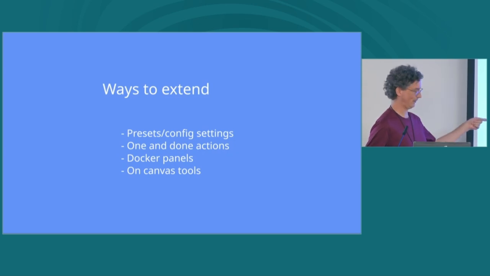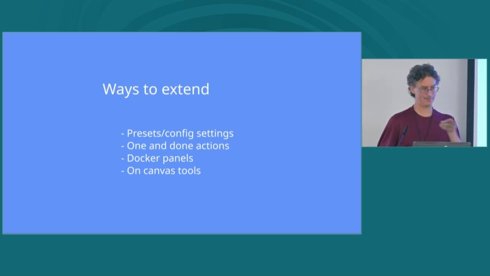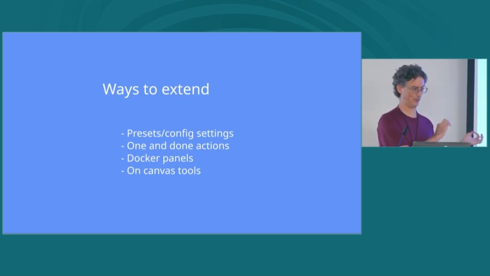Then my personal favorite is on-canvas tools. Each of these different software, like Inkscape, GIMP, or whatever, has different ways of doing things, but they have similar things that have to be done, like taking an object and scaling or rotating it. Each of them has a different way of doing these things. So if you go from one program to another, you have to relearn the interface every single time. It's kind of annoying.